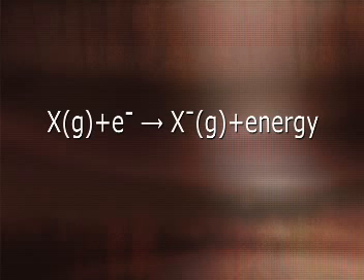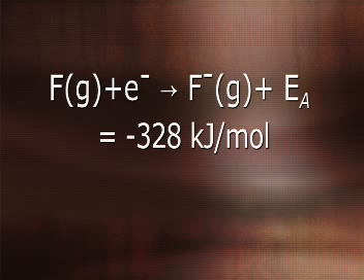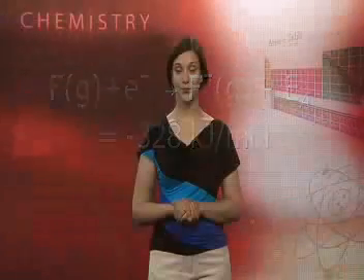Let us look at an example. When a fluorine atom gains an electron, 328 kilojoules per mole of energy is released. This produces a fluoride ion, and the electron affinity is minus 328 kilojoules per mole. The smaller the atomic size of an atom, the stronger its tendency will be to form negative ions. Thus, it will have a higher electron affinity. Therefore, electron affinity is often dependent upon the atomic size and effective charge of the elements.